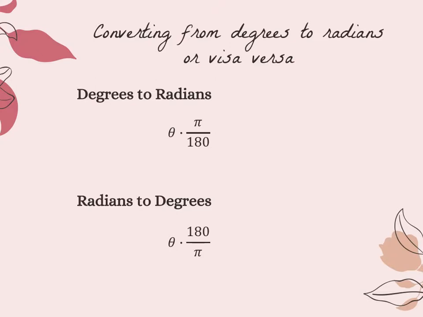All right, converting from degrees to radians or vice versa. So if my angle is in degrees and I want to convert it to radians, I multiply times pi over 180. If it's in radians and I want to convert it to degrees, I multiply it times 180 over pi.